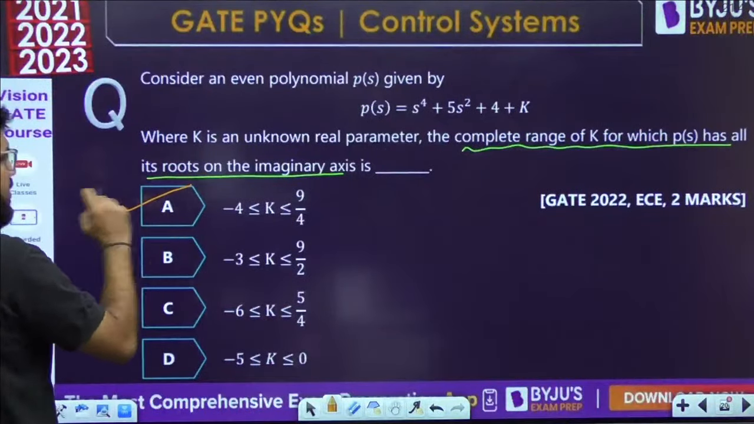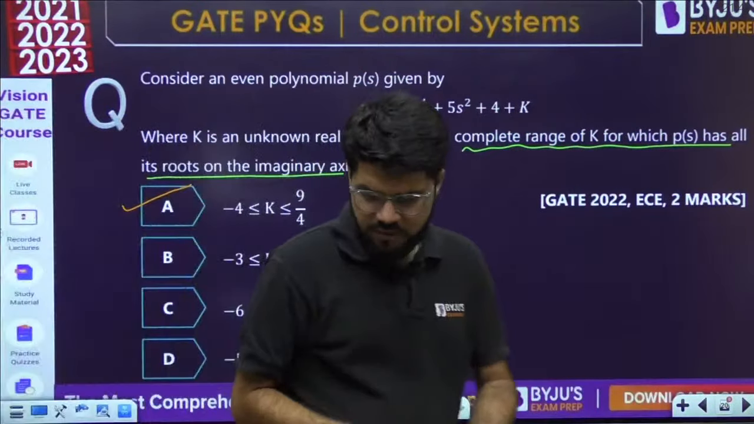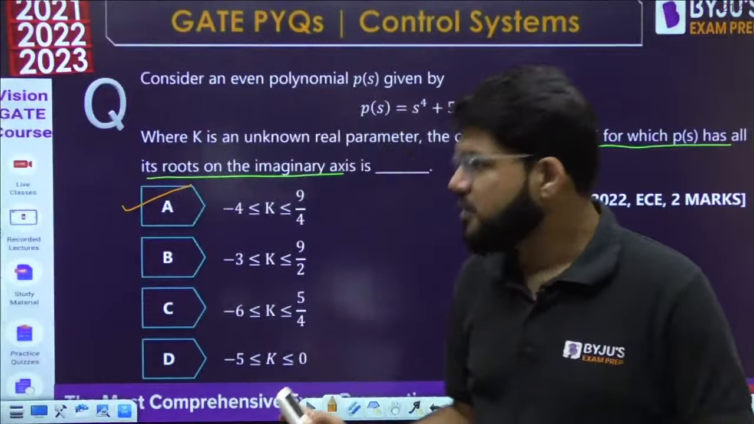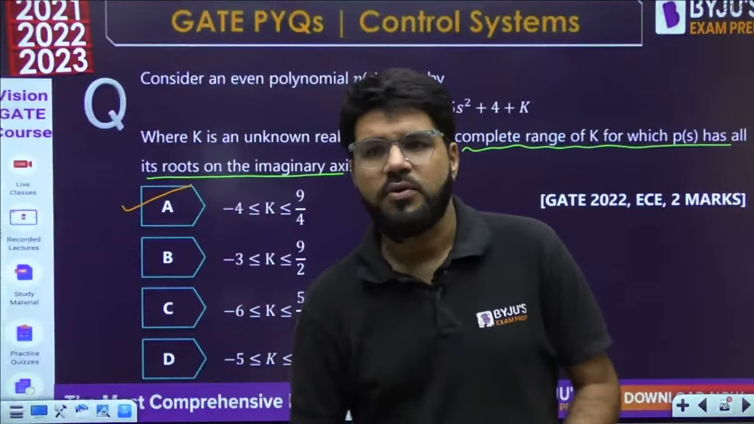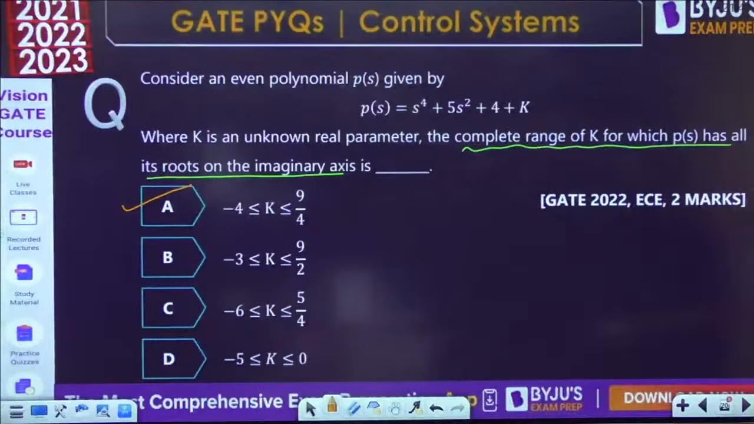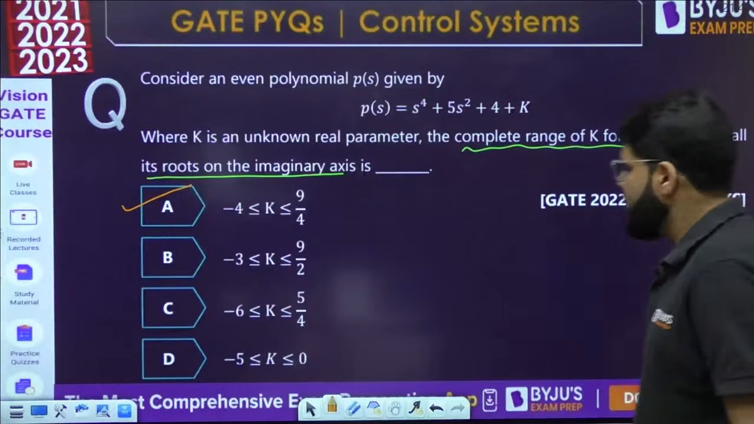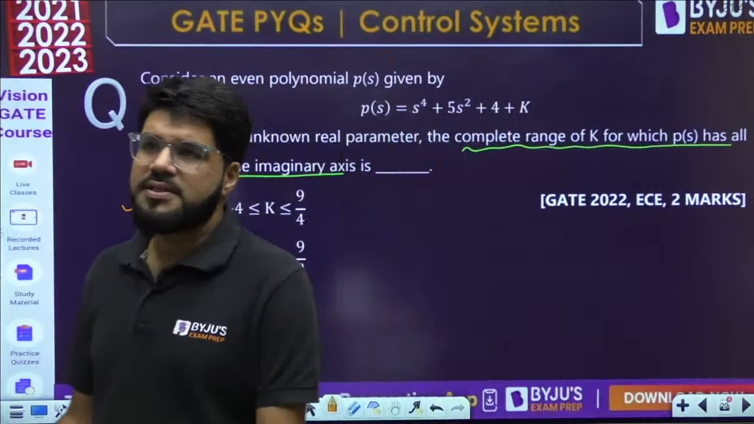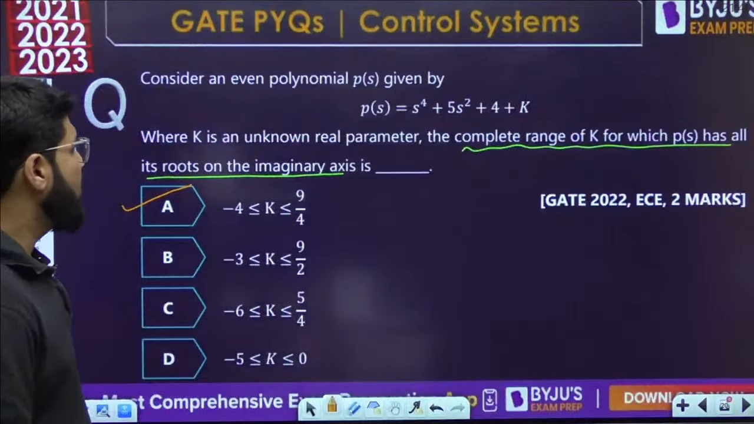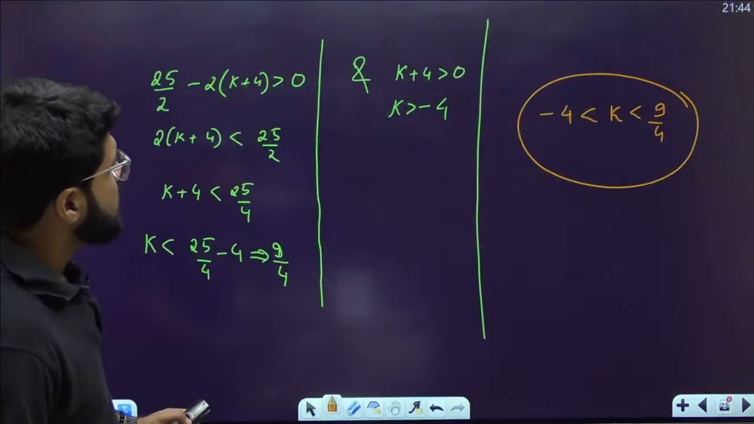Minus 4 to 9 by 4, that is option number A. That will work here. Correct answer is option number A. 2022 EC, 2 marks. Decent question, you can say. Moving ahead to the next question.